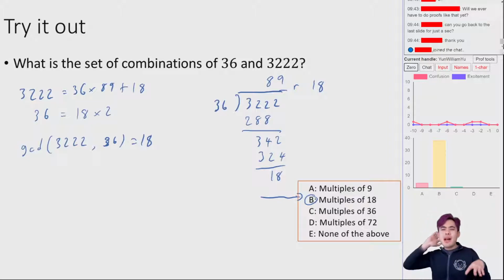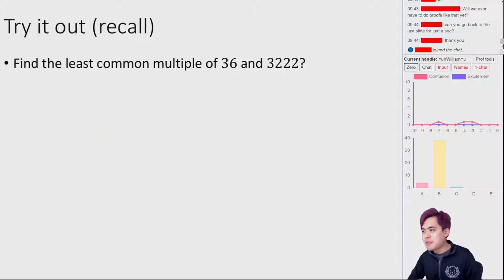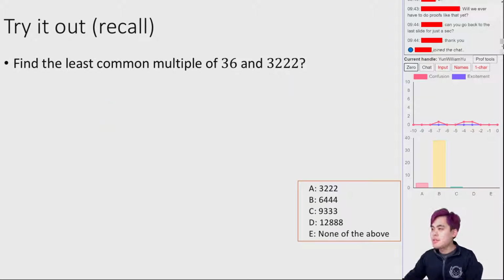Well, let's go back to why we came up with greatest common divisors in the first place. That had something to do with least common multiples, right? So let's try that out since we didn't have time to do this last time. What's the least common multiple of 36 and 3,222?